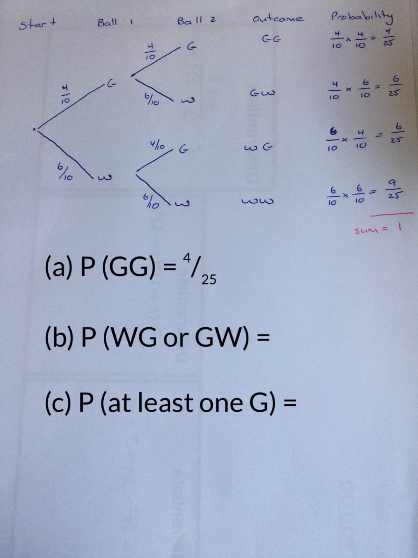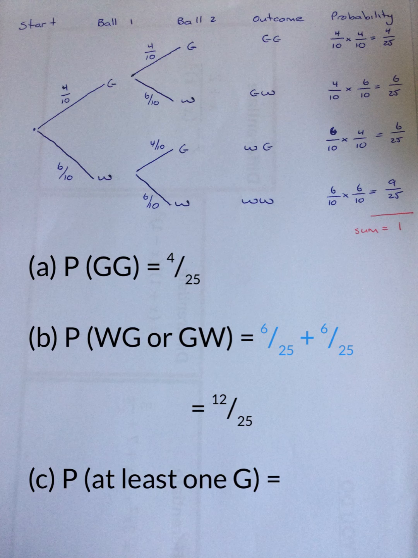Let's answer our questions. So the probability of two greens: I only have to go to the top branch where it says GG, follow it to the end, and I get 4 on 25. The second question was the probability of getting a green and a white. Now, we can get a white followed by a green or a green followed by a white. If you follow both of those branches, you get 6 on 25 and 6 on 25. So we add those together because it's green-white or white-green, and we get 12 on 25.